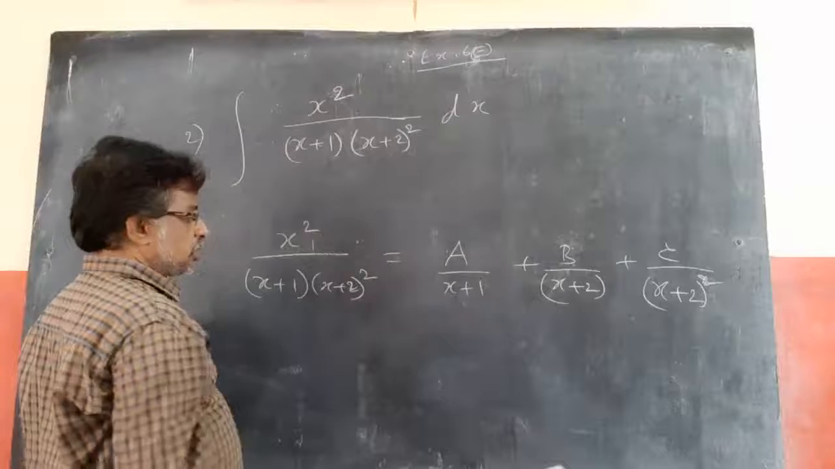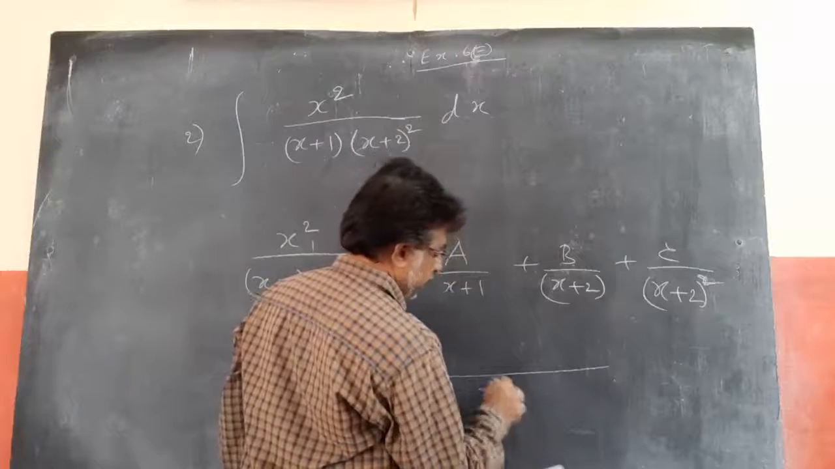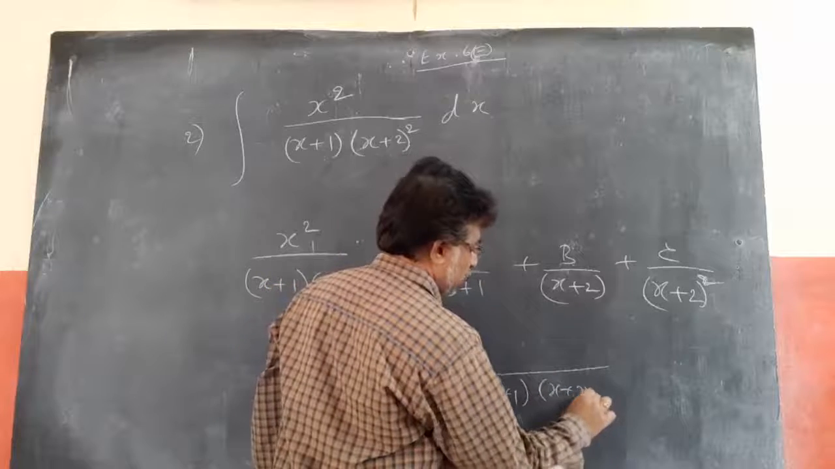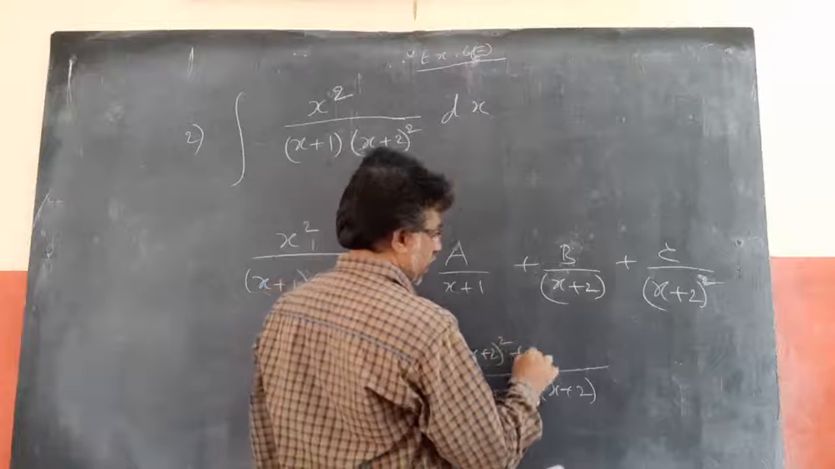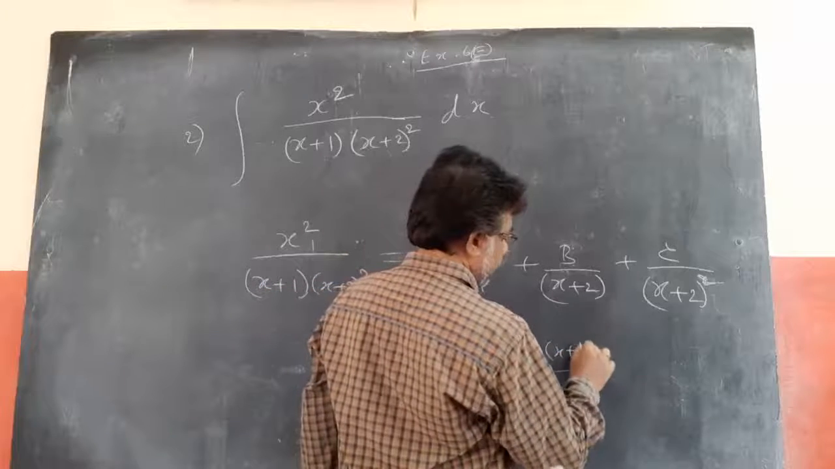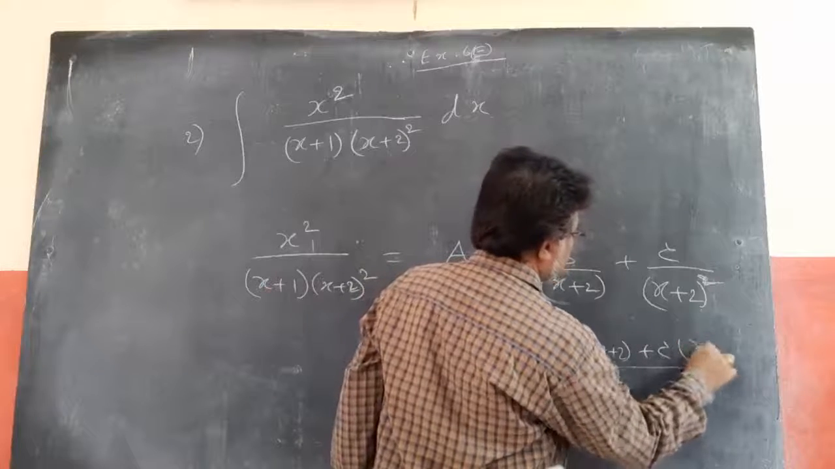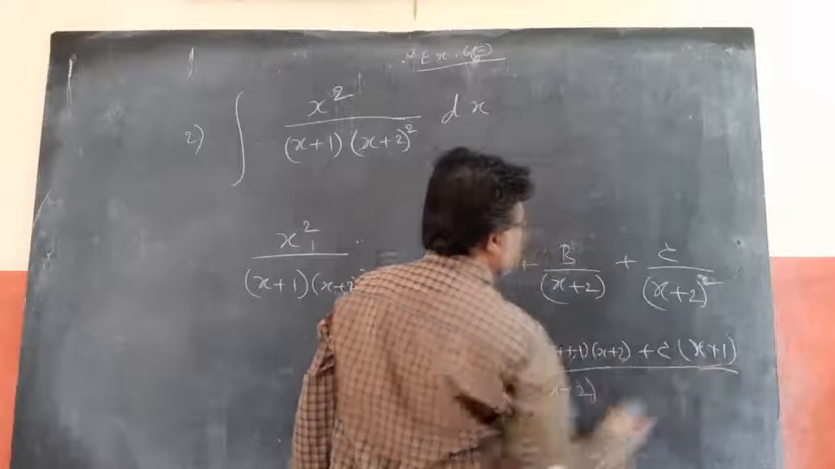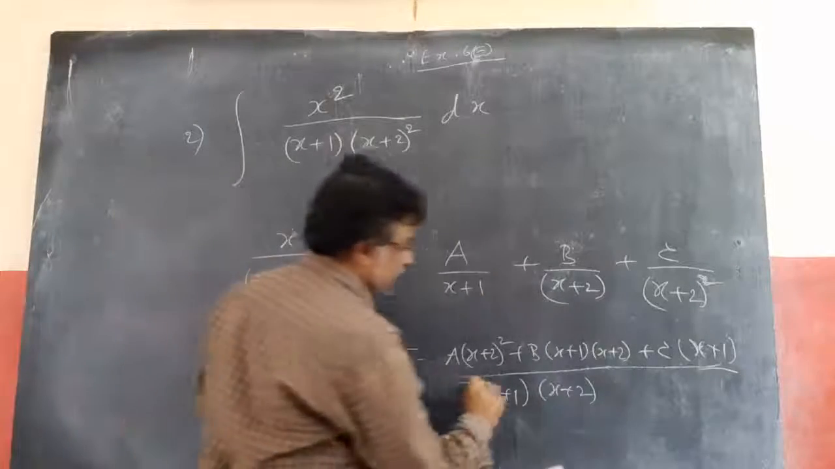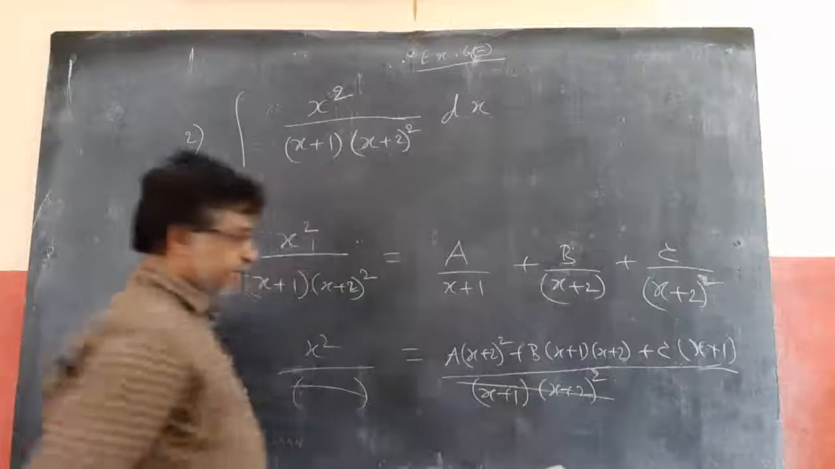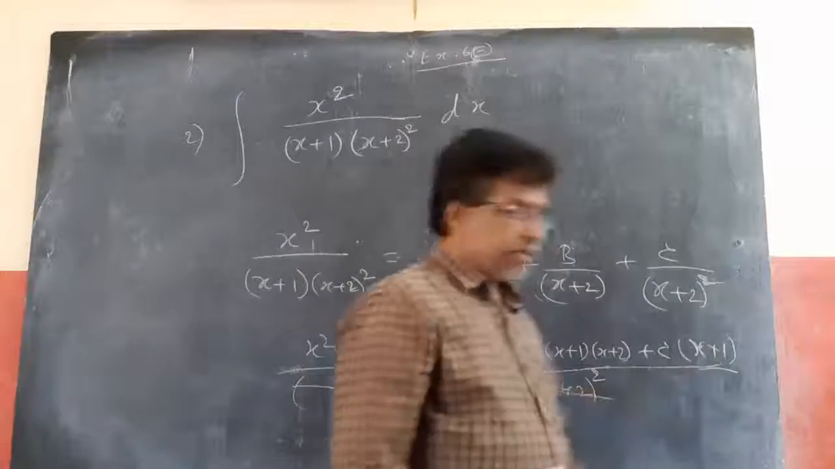Then you can substitute those values. So if I take the LCM, this becomes (x plus 1) into (x plus 2) whole square. So this becomes a into (x plus 2) whole square plus b into (x plus 1) into (x plus 2) plus c into (x plus 1). On this side, x square by the same denominator, so these two get cancelled and now this becomes x square equal to a into this, b into this plus c into this.